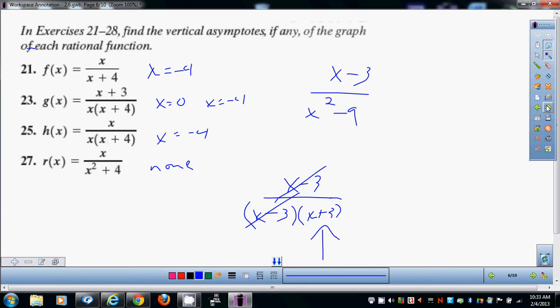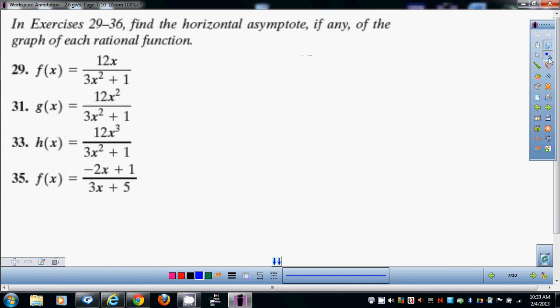Horizontal asymptotes. We're going to make a horizontal asymptote chart. Because there's only 3 possibilities. The only thing that matters when it comes to horizontal asymptotes is your highest exponent. That is the only thing, and why is that?